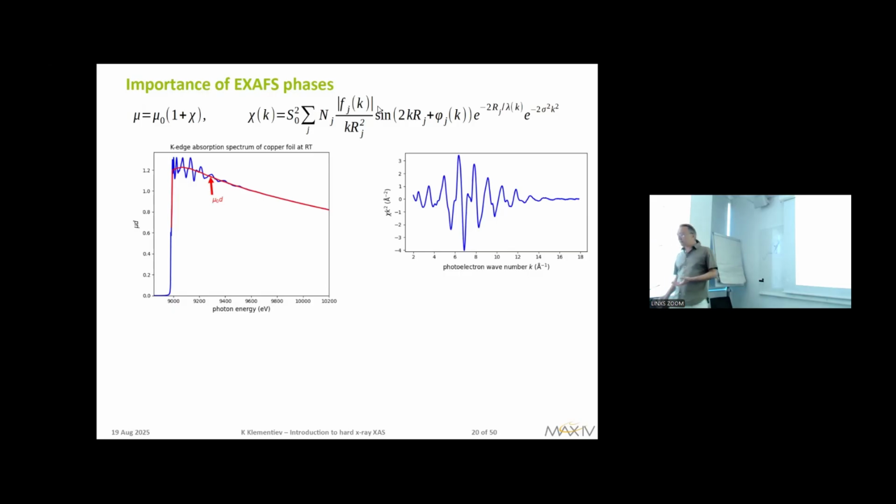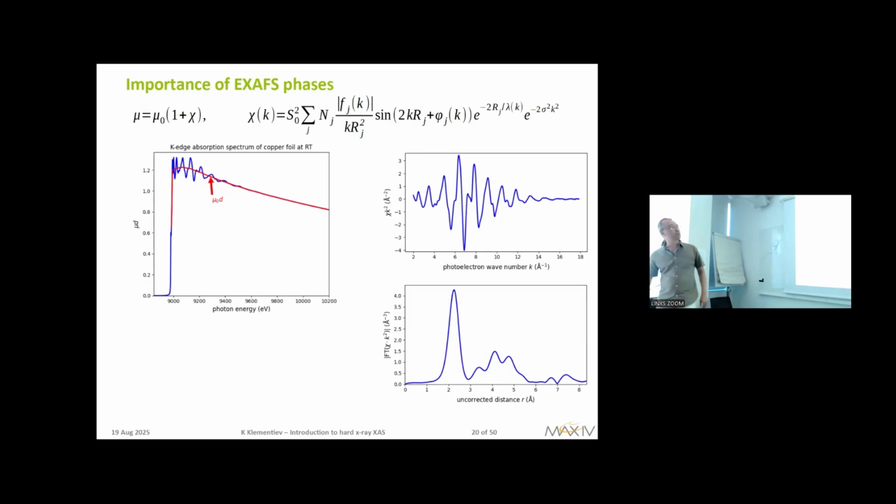Because these are modulated sine functions, the natural way to analyze it is to take a Fourier transform, of course. And we expect a peak for every sine function. And this is indeed what we see. After Fourier transformation, we have a series of peaks. Each of them corresponds to a member in this sum. These are what we call coordination shells.